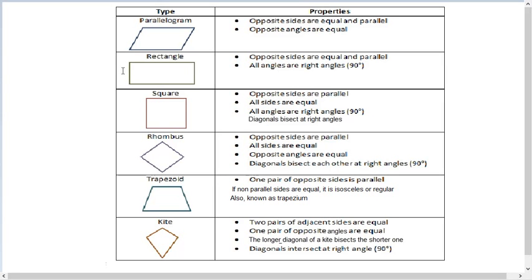In fact, both pairs of sides are parallel. So this condition of one pair of opposite sides being parallel is satisfied in the rectangle, right? That's why every rectangle is a trapezium. That's true. But the reverse is not true.